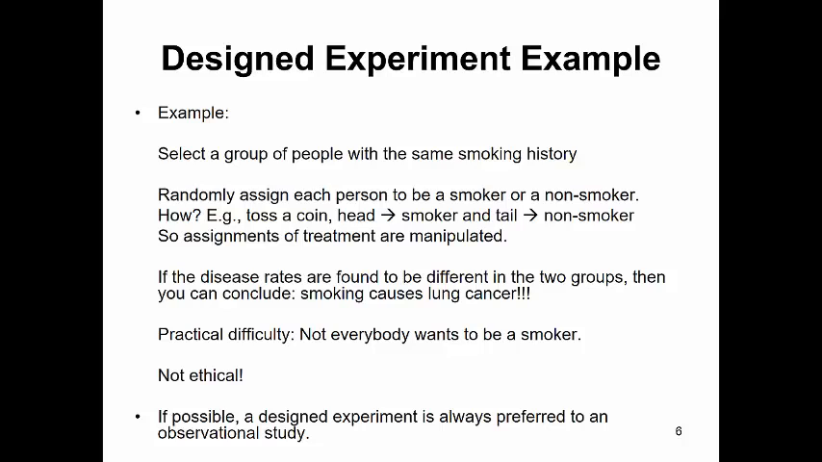Here, if we find that the disease rates are different in the two groups, then we can conclude that smoking causes lung cancer. We've done this randomized trial where we're able to make that conclusion. However, again, the practical difficulty is that maybe you don't want to be a smoker, and you would never get IRB approval for this. It's not an ethical way. Now, there are different studies, like case-control studies, that they do in medicine. But the point here is that if you can't control those other factors, then again, you can't make that causal statement.